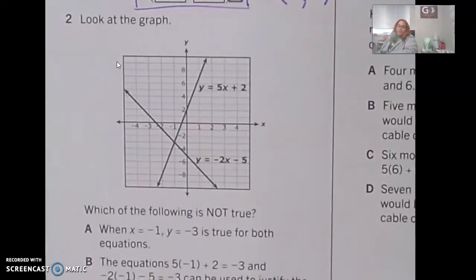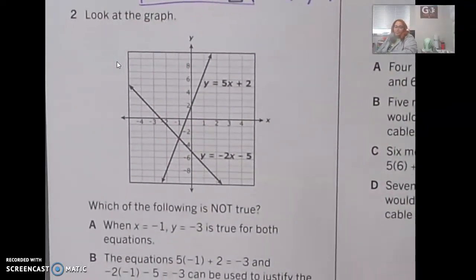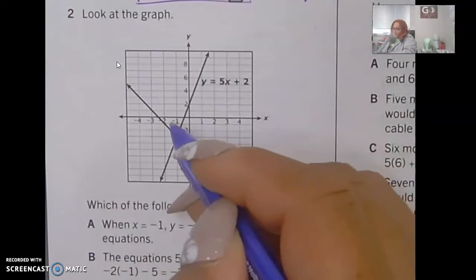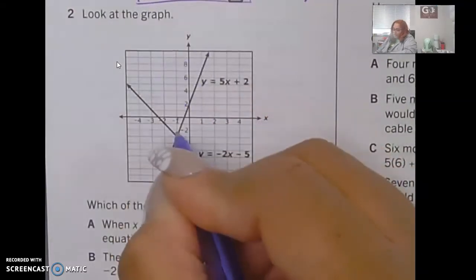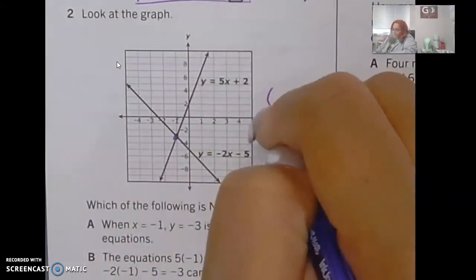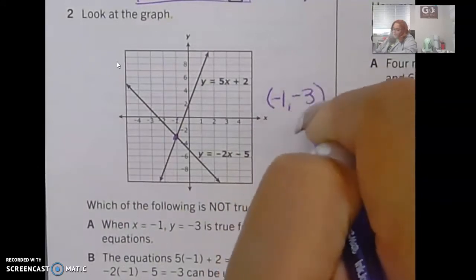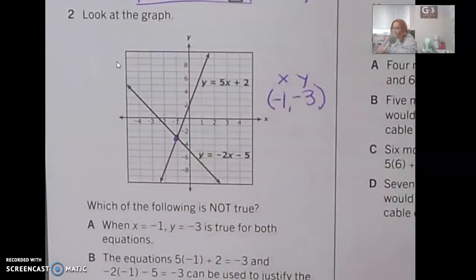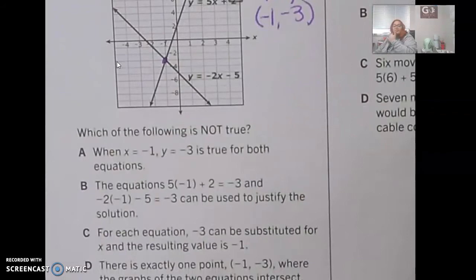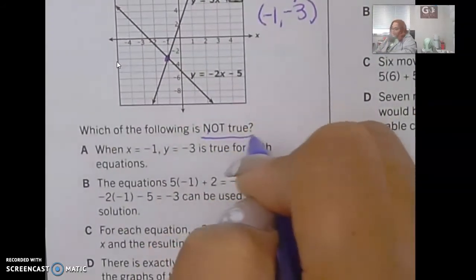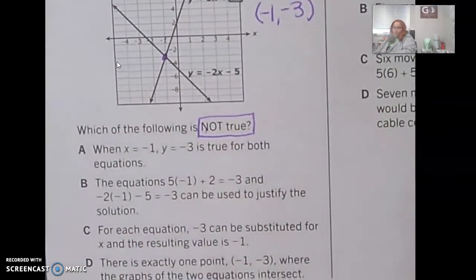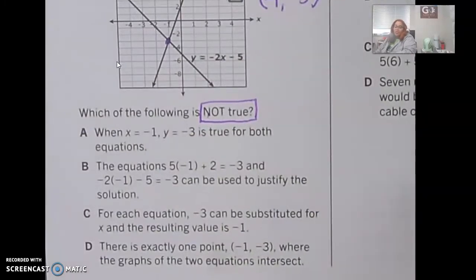All right, number 2 says look at the graph. Which of the following is not true? So I need to run -1 and go down -3. That's my x and my y. And then I need to ask myself which one is not true. Make sure to underline and circle all of the important parts in the question.